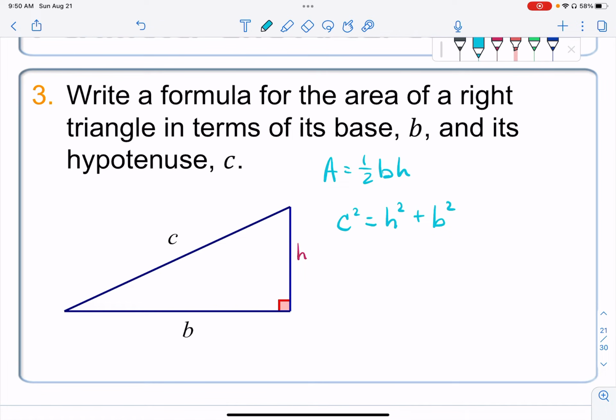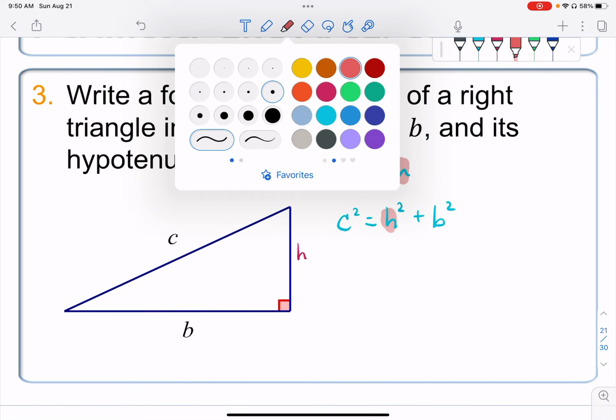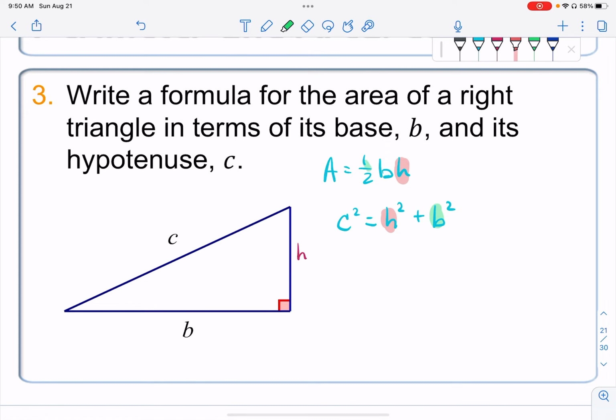All right, now, what is it that these two equations have in common? I'm going to highlight them. They have an h in common, but they also have the b in common. But b is something that we wanted to stick around, so we're going to ignore it, and we are going to get rid of the h. That tells us that we have to solve this Pythagorean theorem for h.